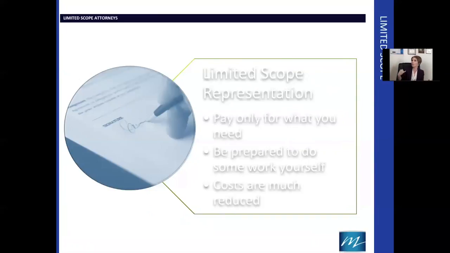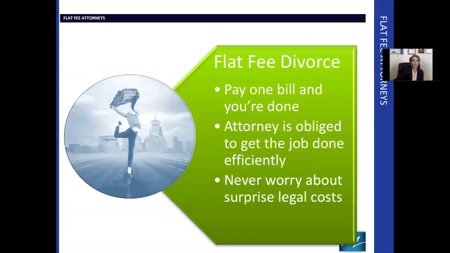Your costs can be reduced. They aren't necessarily reduced. That depends on how much you hire your attorney to do for you. But they are a little bit more set and a bit more predictable, which is a great thing.